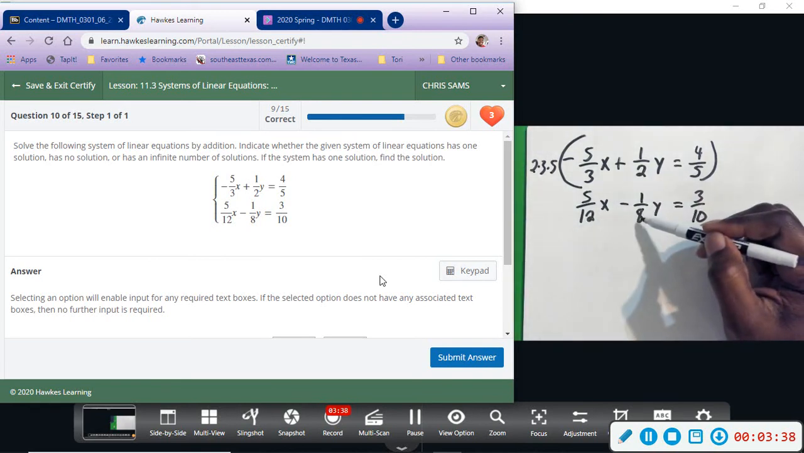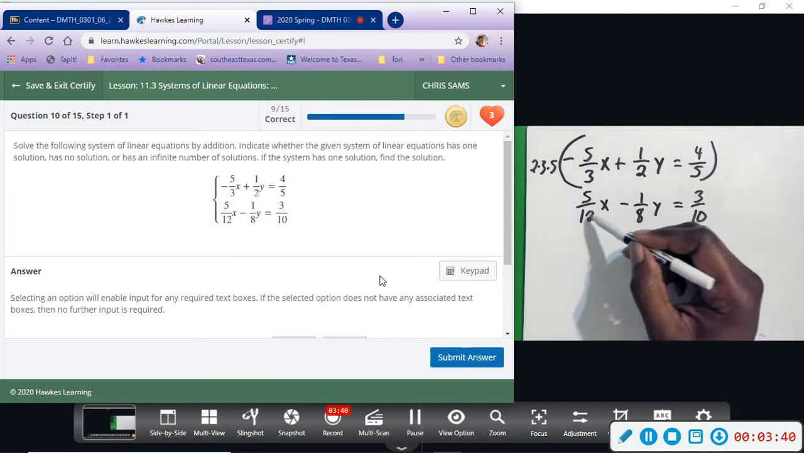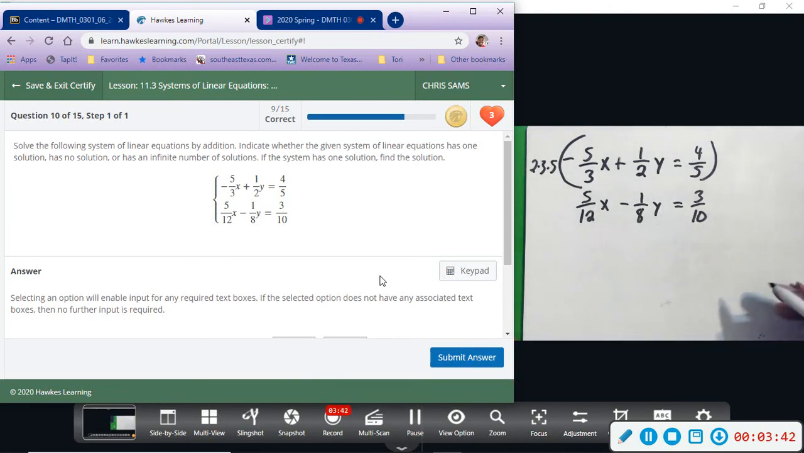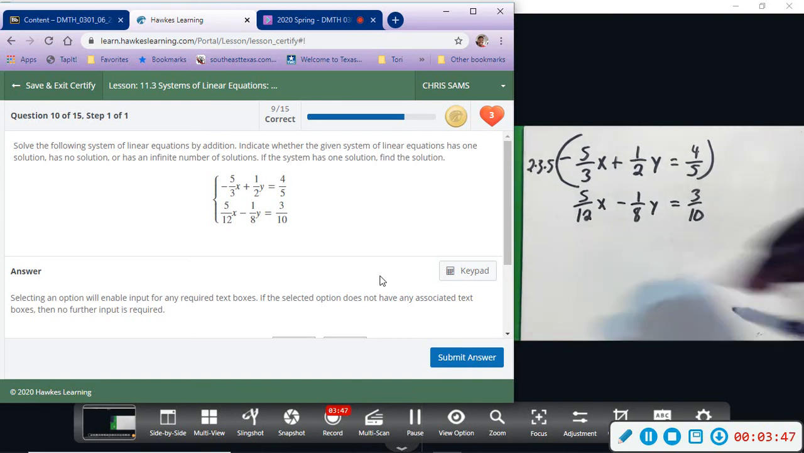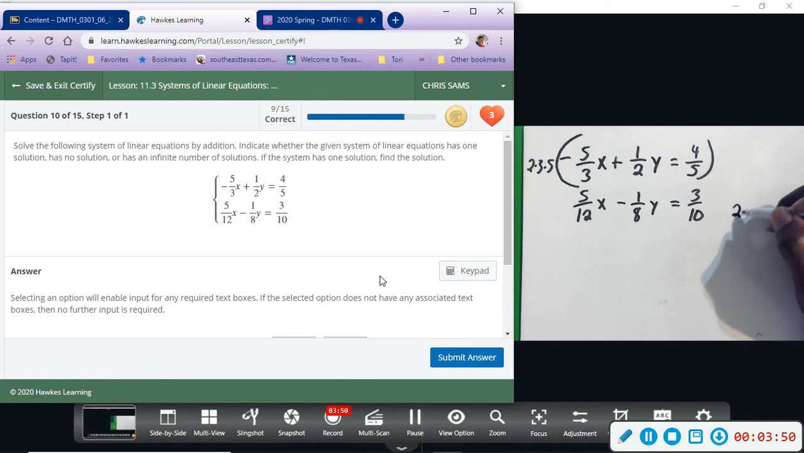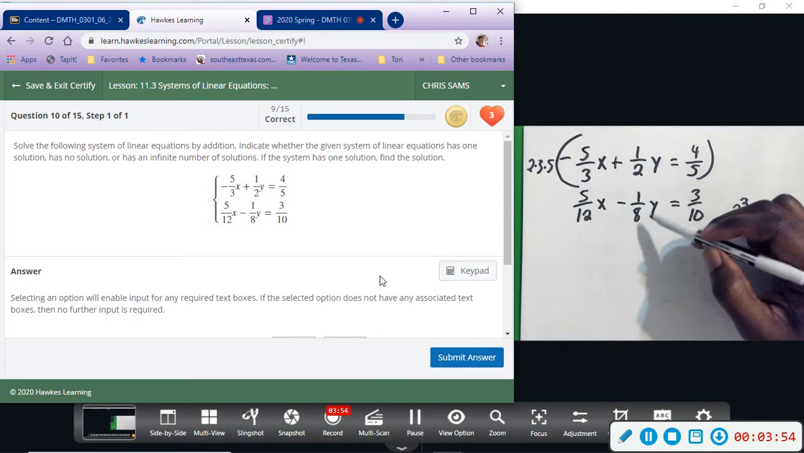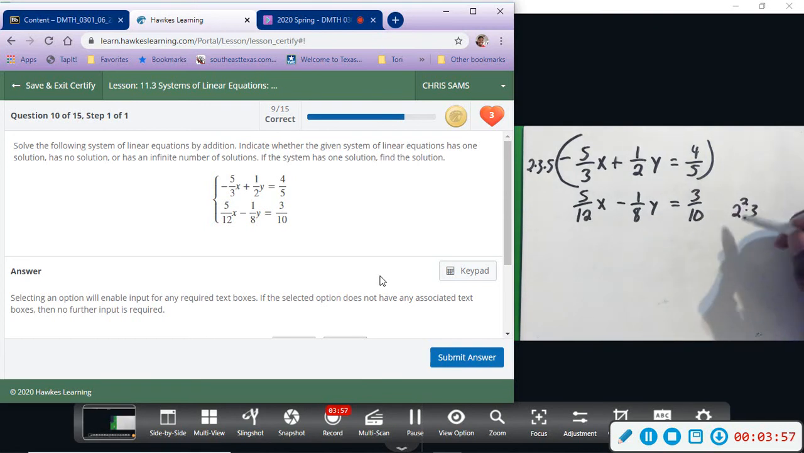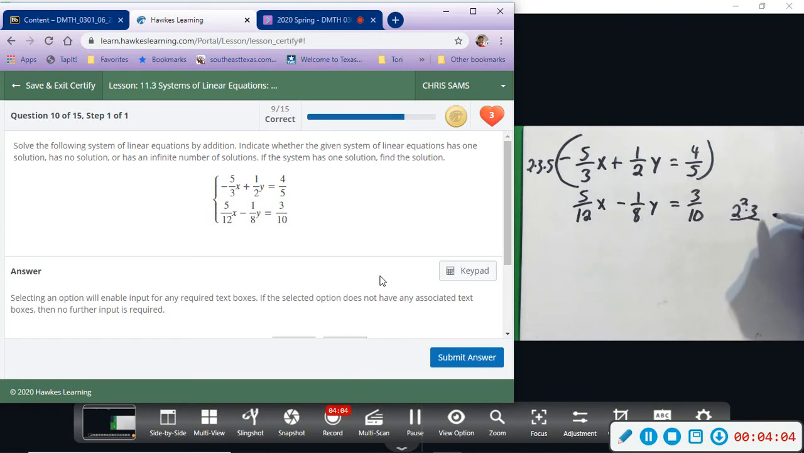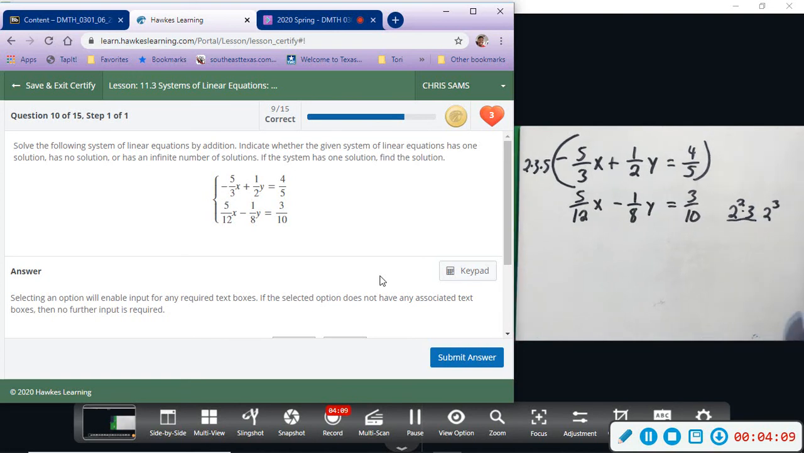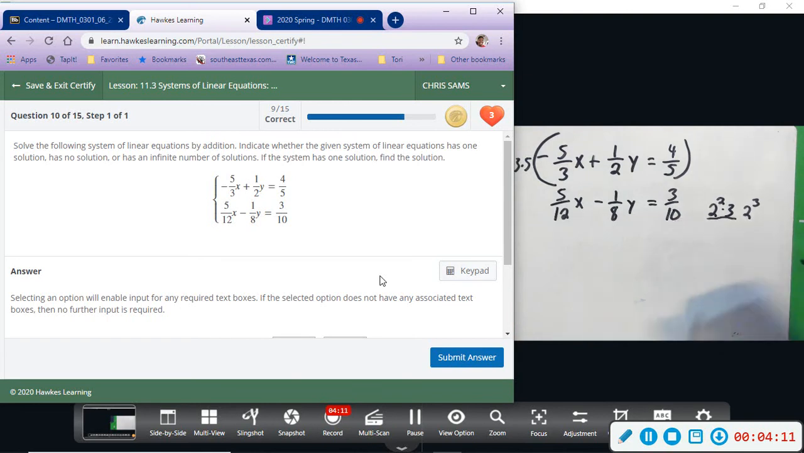12, 8, and 10. So I'm going to break all of these down to primes. So 2 times 6, and 6 will break down to 2 times 3. So I have 2 squared times 3. That's 12. With the y, we get 2 times 4, and 4 breaks down to 2 times 2. So I get 2 to the third. All right. And then with 10, it's just 2 times 5.